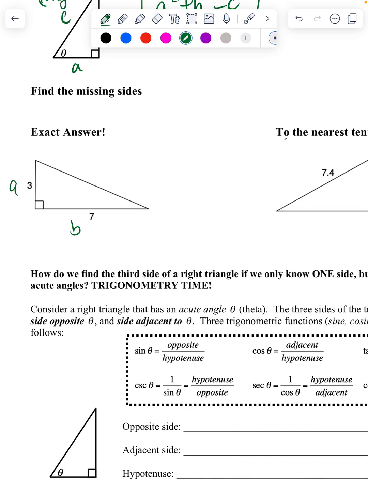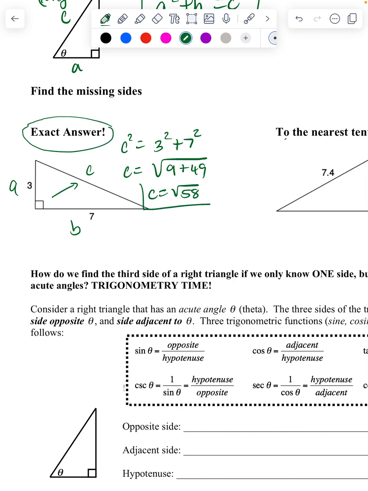Here's a, b, don't know c, it's across from the 90, it's the hypotenuse. So c squared is gonna be my a squared plus my b squared. So c is going to be the square root, and then 3 squared is 9, 7 squared is 49. So c is going to be the square root of 58. It did say in this one to do exact answers, so I'm done.